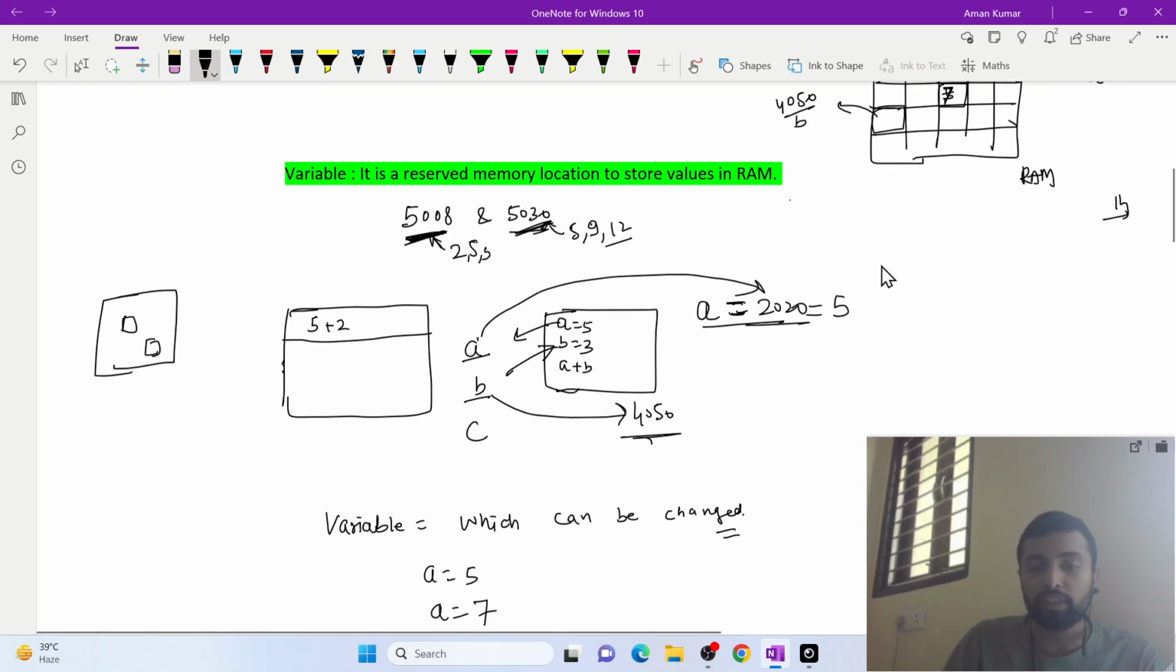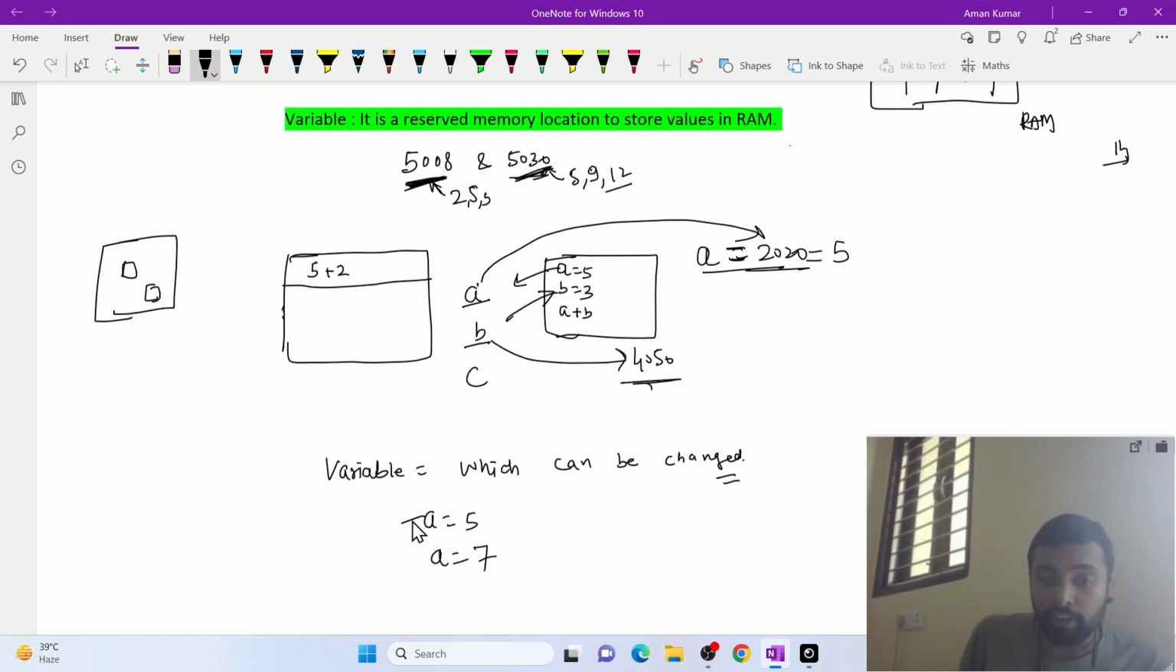So what I want to say is that the value of this variable, or memory address, has been changed. That's why we say variable: the value of this A can be changed according to our requirement. And if you don't want to change it, it can also stay the same. But if you want to change it, it can be changed. That is the meaning of variable, right? But internally, a variable is a reserved memory location to store values in RAM.